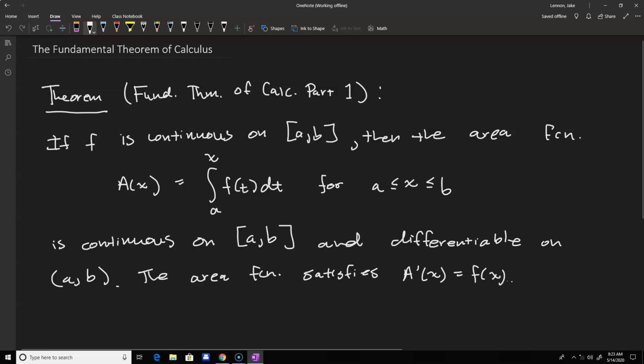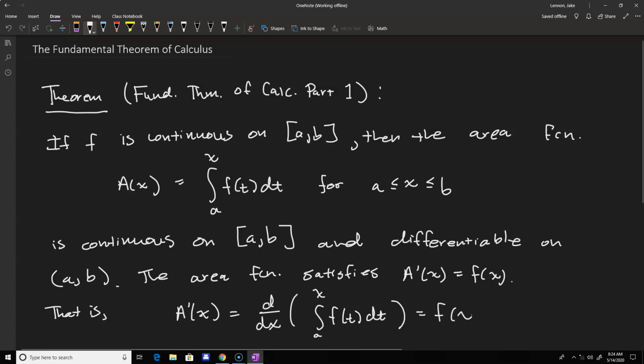equals f of x. So in effect, this is telling us that the derivative and antiderivative have an inverse relationship with each other. So let's think about this. If we do A prime of x, that's the same as taking the derivative of the integral from a to x of this function f of t dt, and what you get is actually f of x. So if you take the derivative of the integral, you get the integrand with t being replaced by x. It'll get a little bit trickier if we replace x with a function of x, but we'll look at that as well.